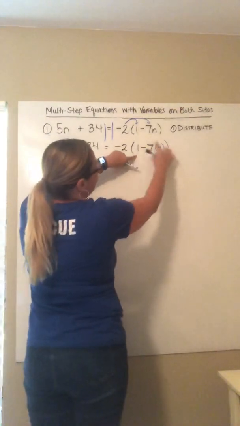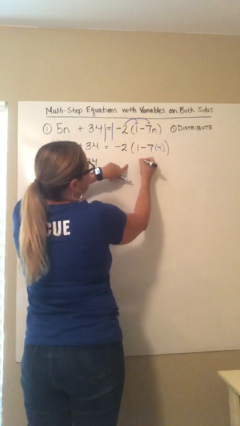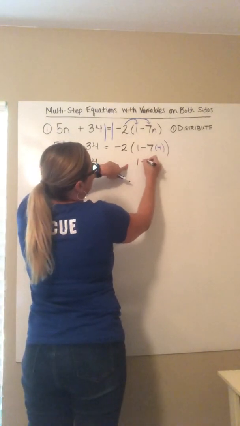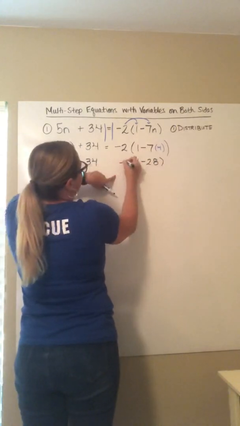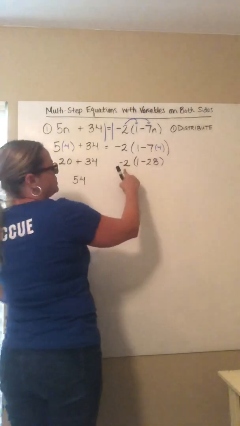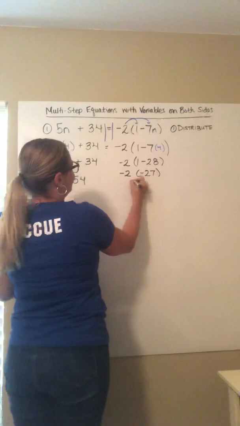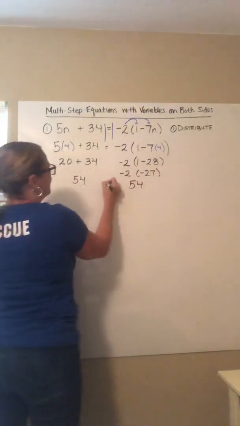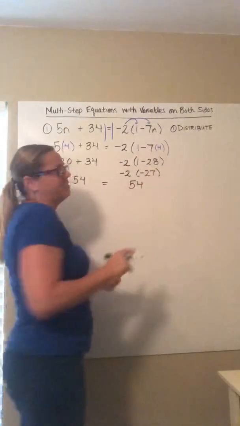I'm going to start with my parentheses. -7 times 4 is -28. So 1 minus 28 is -27. -2 times -27, sure enough, is +54. So the value of the left side is 54, the value of the right side is 54.